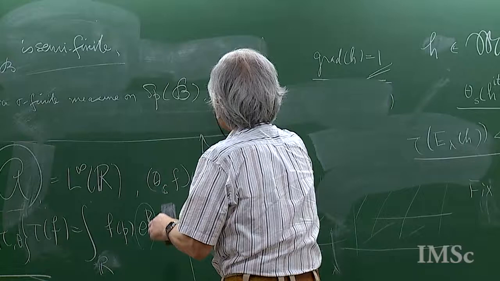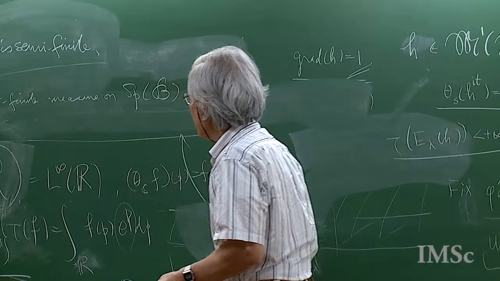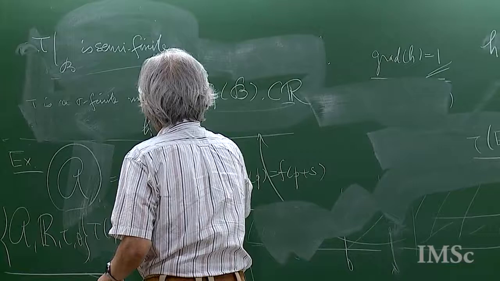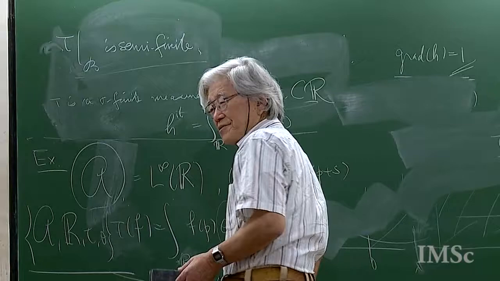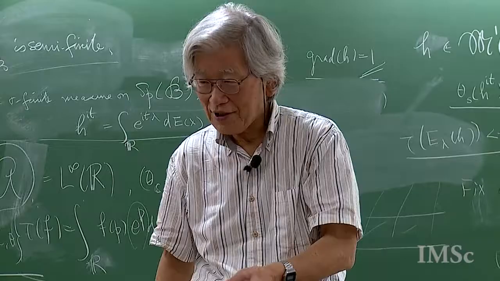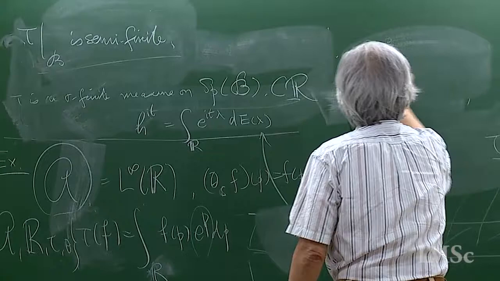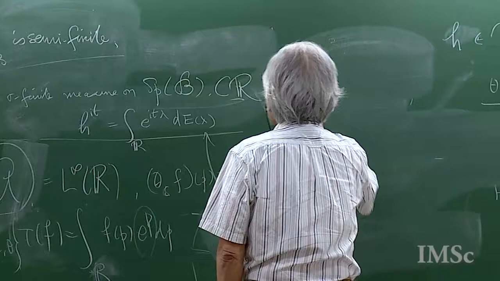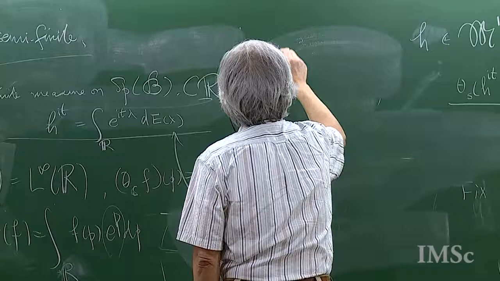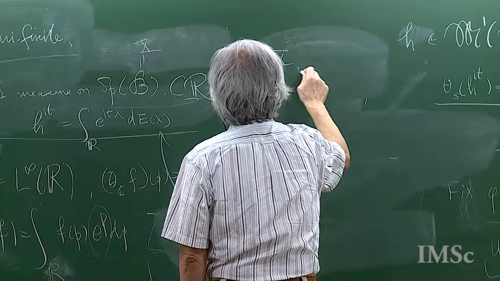This goes and is written as h(t) equal to the integral over the real line of e to the i t lambda d E(lambda). Something like that. So this much is okay. This is the decomposition of the one parameter group. Now, however, you have L infinity of, let's say, x, a subset of x, and tau, identifying the tau and the measure induced.